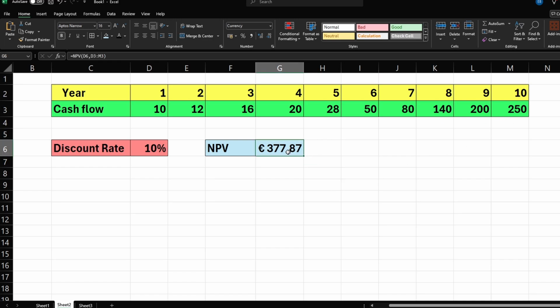NPV is all about the time value of money. This principle tells us that money today is worth more than the same amount in the future because it can be invested to earn returns. By discounting future cash flows back to their present value, NPV helps us see the value of an investment in today's terms. A positive NPV means the investment generates more value than the cost of capital, or the discount rate. In other words, it's expected to be profitable.